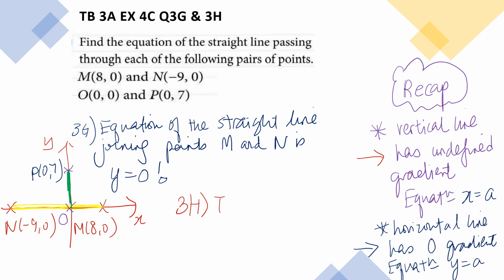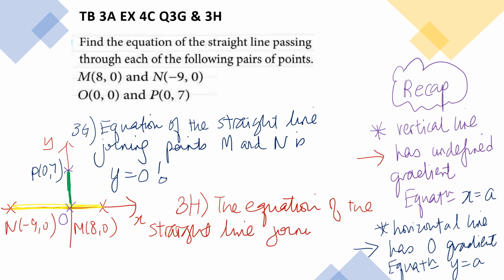So therefore, the equation of the straight line joining, please learn to write proper statements, which is very important. You'll make your presentation neater. Joining O and P is x equals 0. All right.